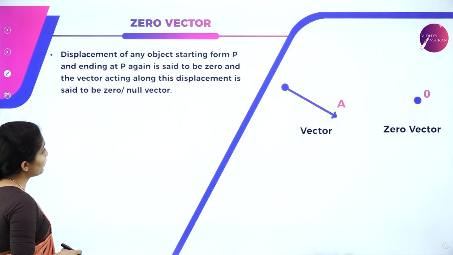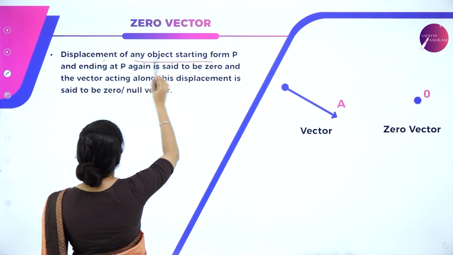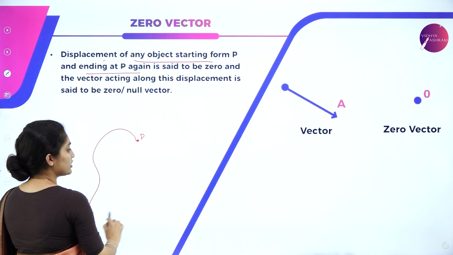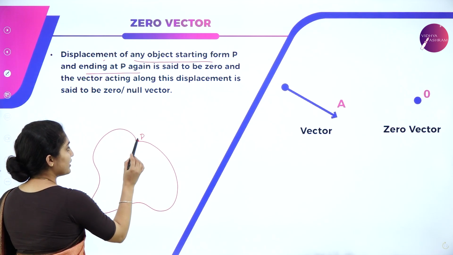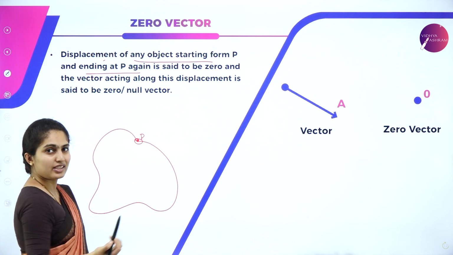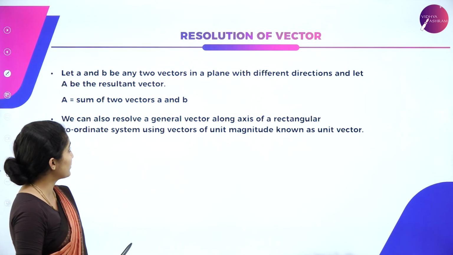Next is zero vector. Zero vector means if the displacement of any object starts from P and ends at P. If it starts from P, goes somewhere and comes back and ends at P, then the displacement vector is here itself. So it is the same as the displacement, so it is 0. So it gives you a zero vector.